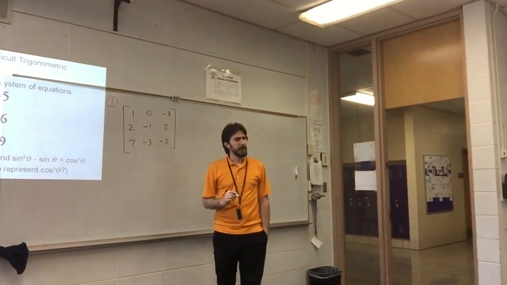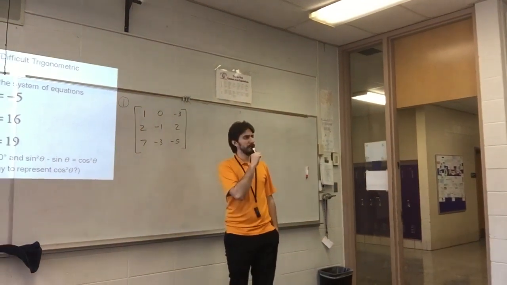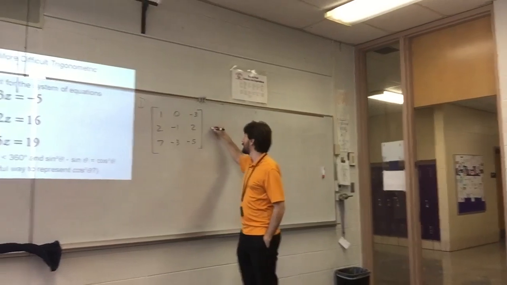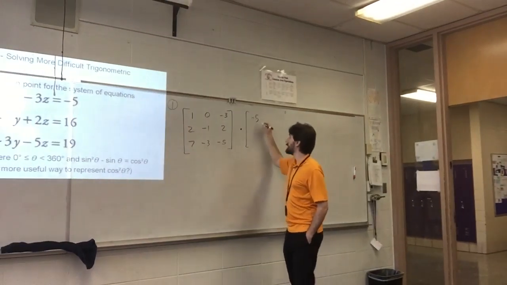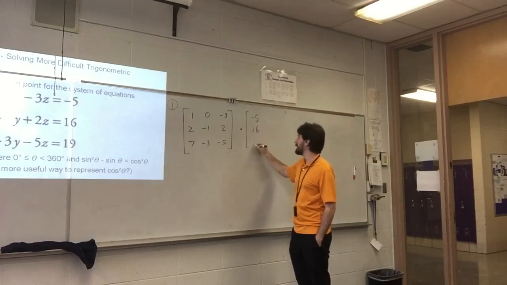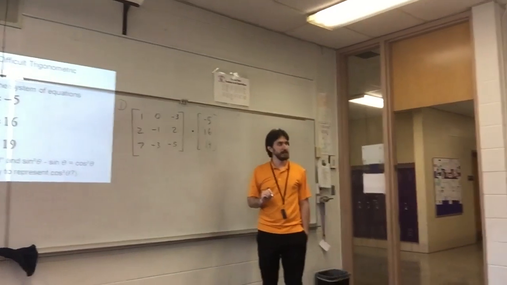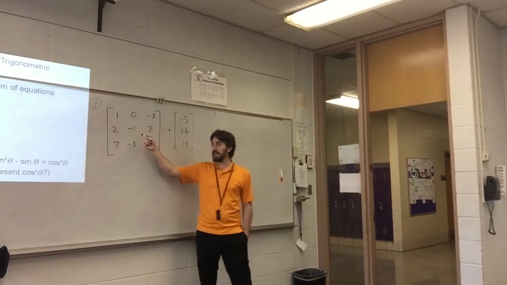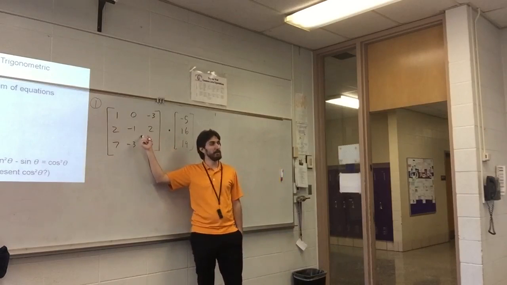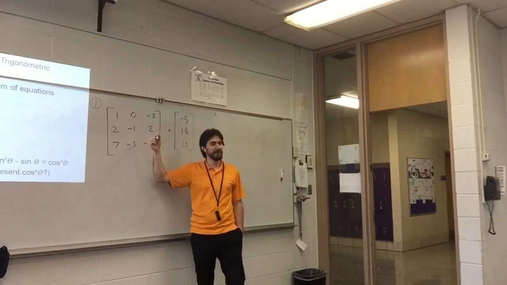Do you remember what I'm supposed to do to that? You multiply it by, you start with the -5, 16, 19. There's one thing you're missing. It's not really this that we multiply it by, but we multiply by its inverse.